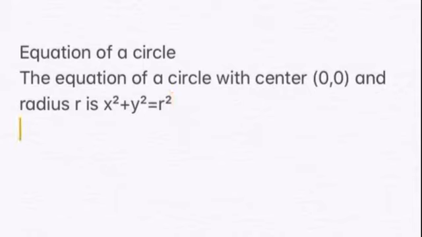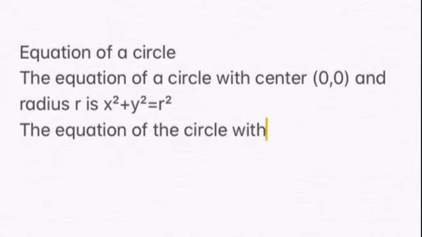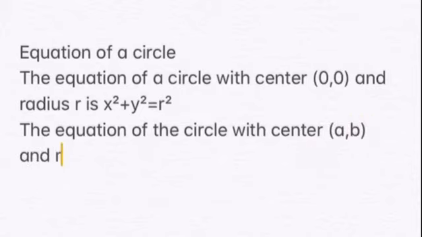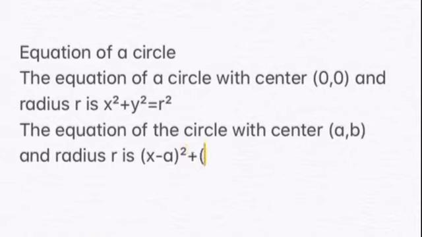But the more commonly used one is that when a circle has center (a, b) and radius r, you can use the following general form of the equation of a circle. The equation of the circle with center (a, b) and radius r is (x minus a) squared plus (y minus b) squared equals r squared. So you don't necessarily need to know the first one with the center (0, 0), and you can use the second one for center (0, 0) as well.